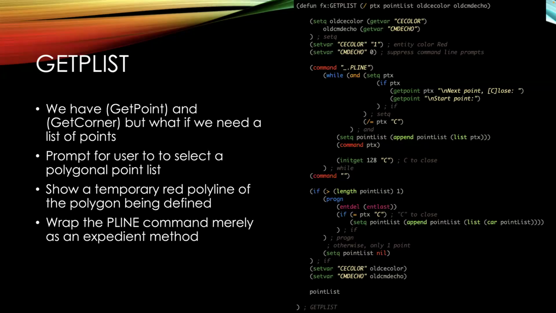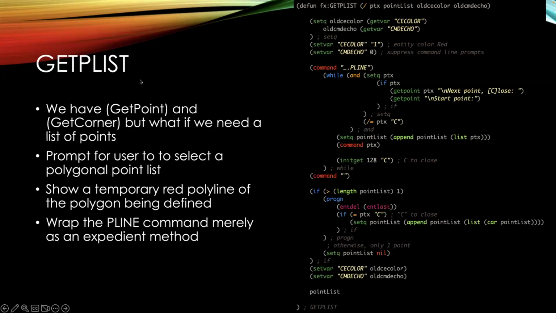Our next example, now here's a good example of wrapping an AutoCAD command for efficiency of code, laziness, I don't know how you would call it. We have these existing AutoLISP functions, getpoint to get a point, and getcorner prompts for 2 points that will make up a rectangular boundary. But what if we want a whole list of points? I want a point list. I want a get plist function.